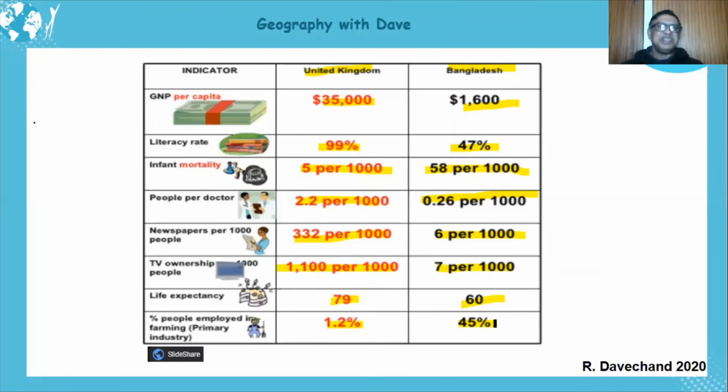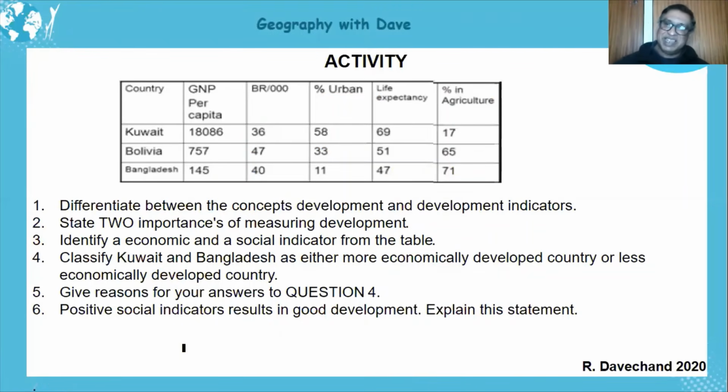If we look at these statistics that were given to us here, it's a massive, massive difference, learners. I thought I'll bring that to your attention. Now, obviously, we have to do a little activity, just a simple one, just for us to reflect on what we did for this lesson.